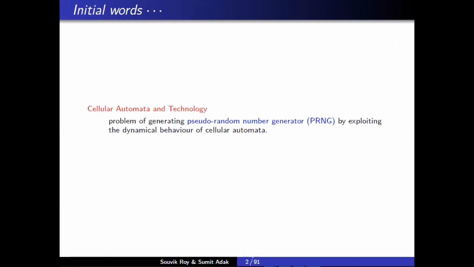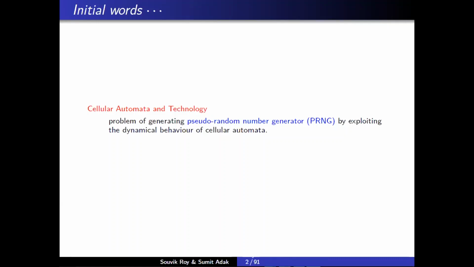Most of the audience are cellular automata researchers. Cellular automata is a very rich object, so people study it from different points of view. People study cellular automata from a computational point of view for solving computational problems. People study it from a dynamical system point of view, and people try to build technology from cellular automata. In this particular work, we study the dynamical behavior of asynchronous cellular automata and try to understand some technological aspects from this whole study.